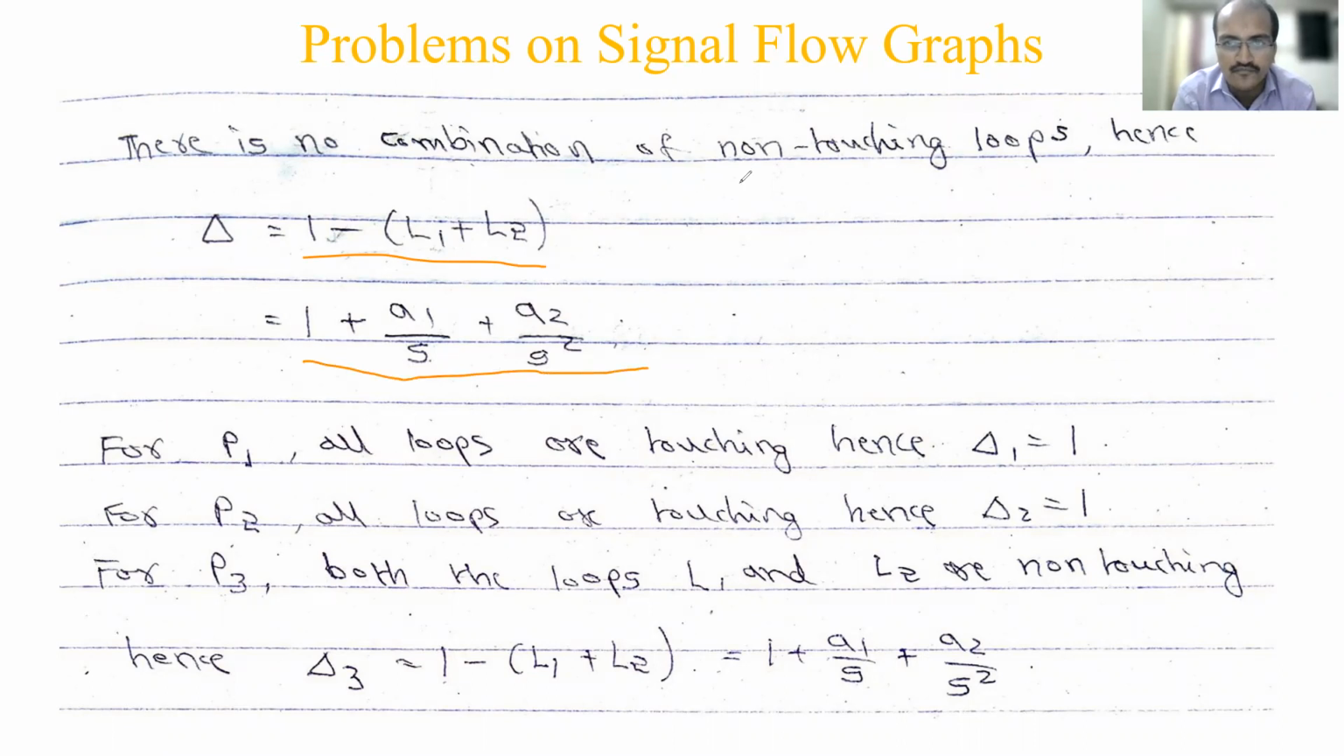Next, the delta values. As I mentioned, for path P1, all loops are touching, hence delta 1 value is 1. And for P2, again, all loops are touching, hence delta 2 is 1. Whereas for path P3, which is going directly from U of t to X of t, both the loops L1 and L2 are non-touching. So that's why its value comes same as delta. See here, 1 minus (L1 plus L2), which is again 1 plus A1 by S plus A2 by S square. Both values are coming the same, but it is substituted in a different manner. That's why no problem.